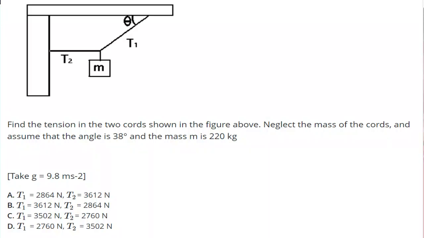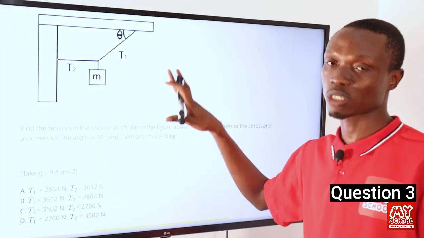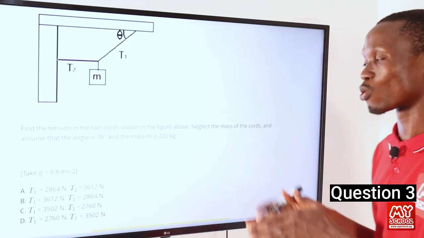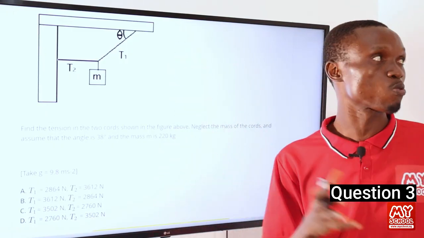Question 3. Find the tension in the two cords shown in the figure above. Neglect the mass of the cords and assume that the angle is 38 degrees and the mass M is 220 kg. Take acceleration due to gravity to be equal to 9.8 meters per second squared. In questions like this, before you can solve it, you have to draw a diagram. So let's move over to the board and sketch the diagram.